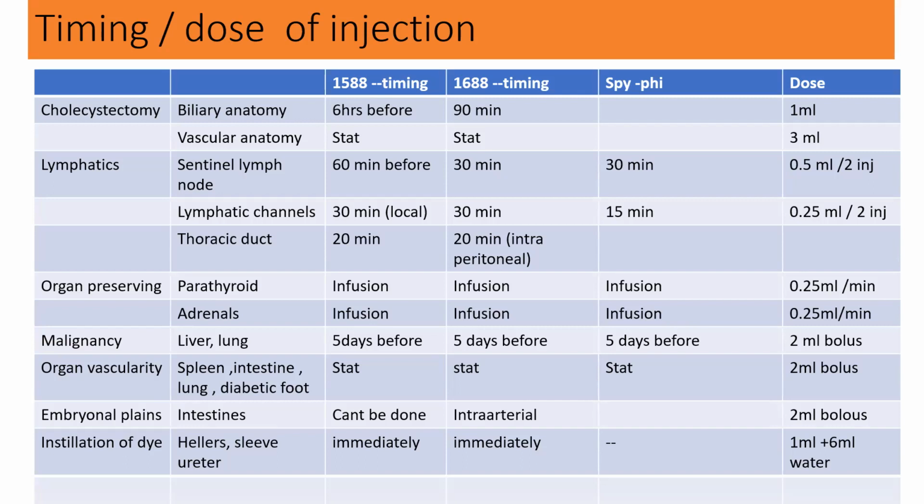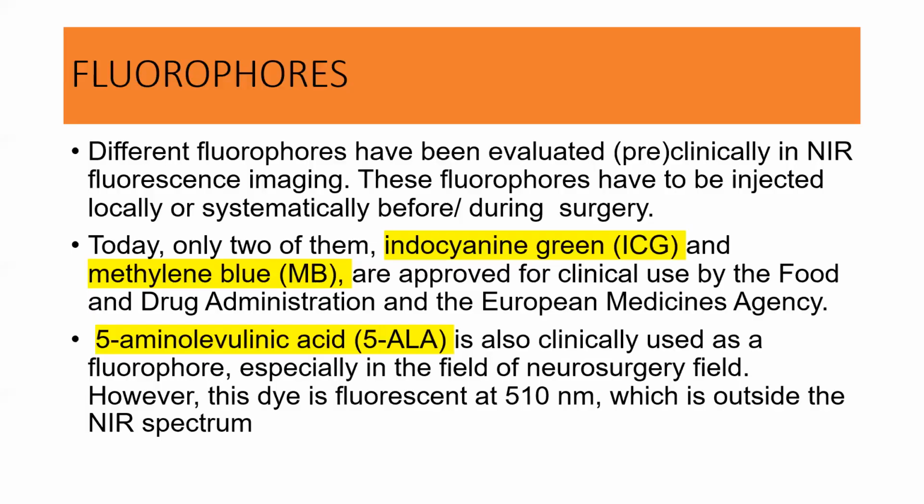When we want to see the embryonal planes, we have to give the dye intra-arterially. In the rest of the indications, we give it either by local infiltration or intravenously. But when we want to see the embryonal planes, we will see the video of that, and then we have to give it intra-arterially. Then there are certain local instillations of dye, such as for the sleeve, and if we want to see the ureters, local instillation of the dye.